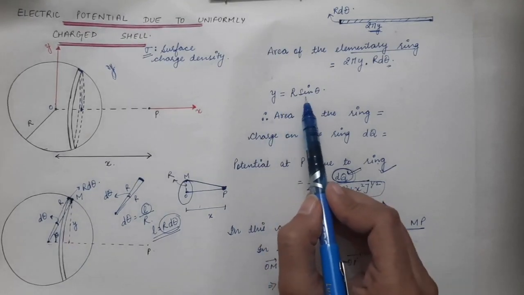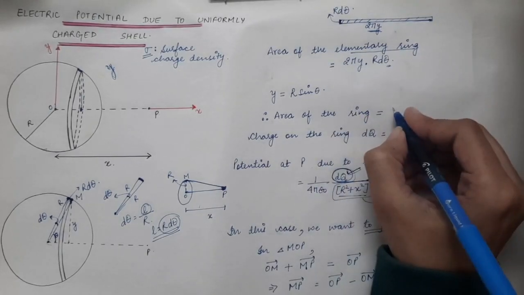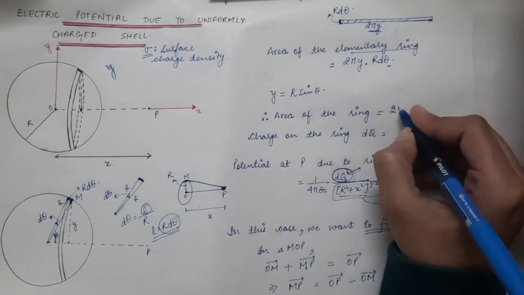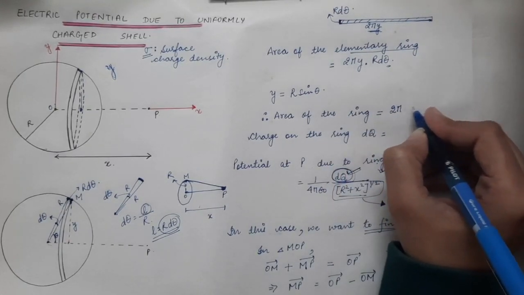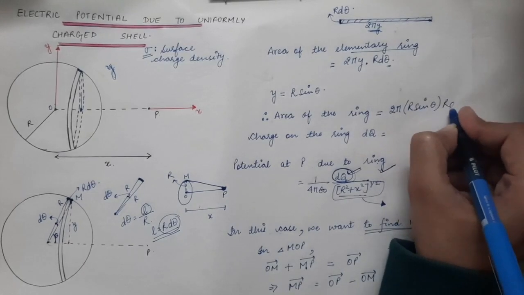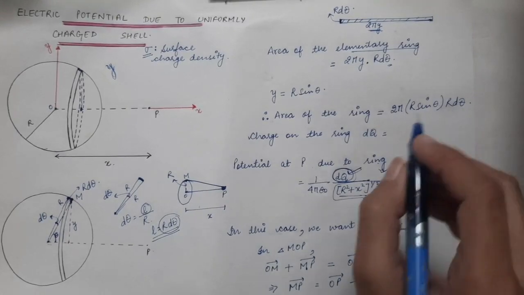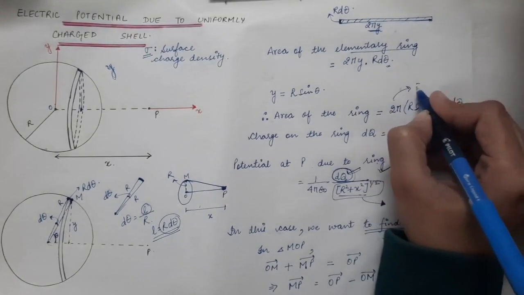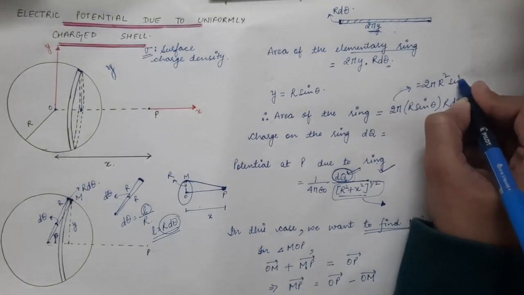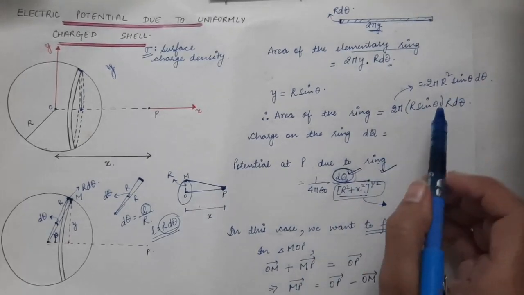So y will be equal to r sine theta. So from here the area of the ring will be equal to 2 pi y, and instead of y we will substitute r sine theta, so you will have r sine theta into r d theta. So this is the area of the elementary ring, that will be equal to 2 pi r square sine theta into d theta.